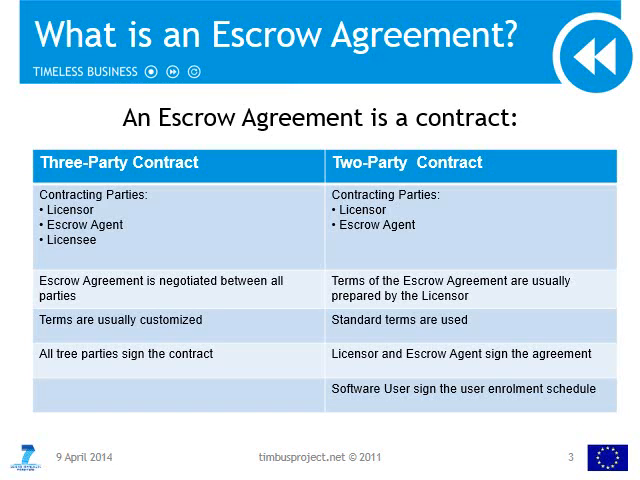The terms of the contract are usually negotiated and customized between all parties, and the contract is then signed off by all three parties. If it is a two-party contract, the contracting parties are the licensor and the escrow agent. In this case, the terms of the contract are usually prepared by the licensor, although it is possible that the escrow agent may use model contracts. In such cases, standard terms are used and the contract is signed by the licensor and the escrow agent. The licensee later on signs the user enrollment schedule.